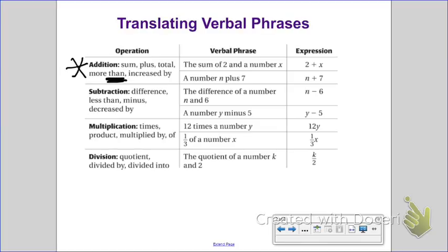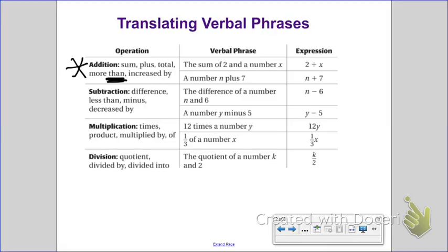For multiplication, some of our key words are times, product is a main one, multiplied by, of. So an example, 12 times the number y. We're just multiplying 12 and that variable, 12y.